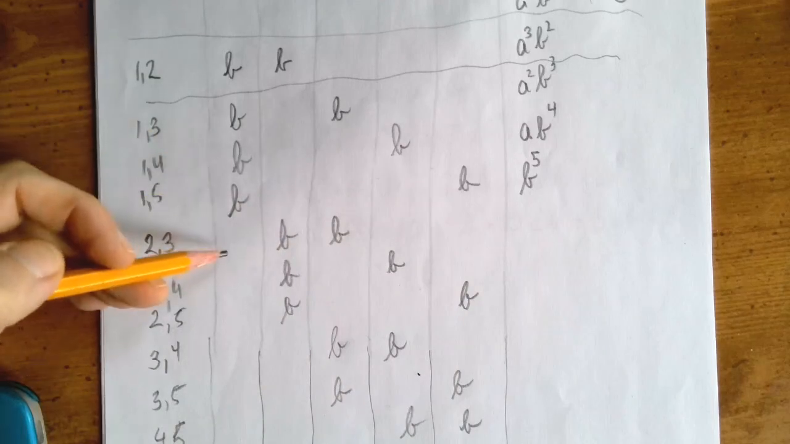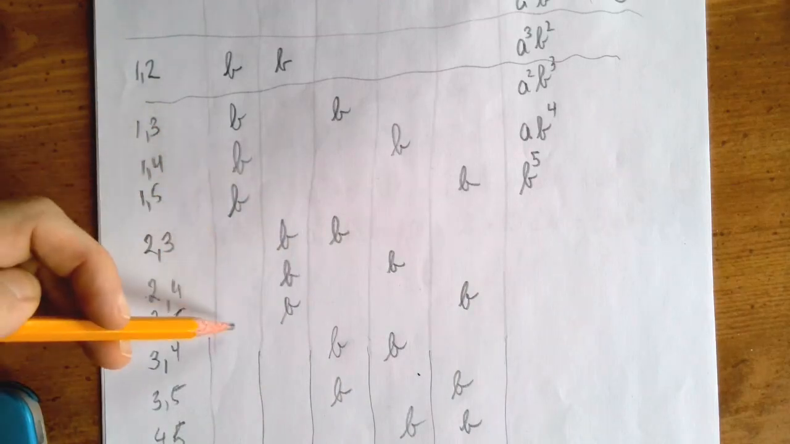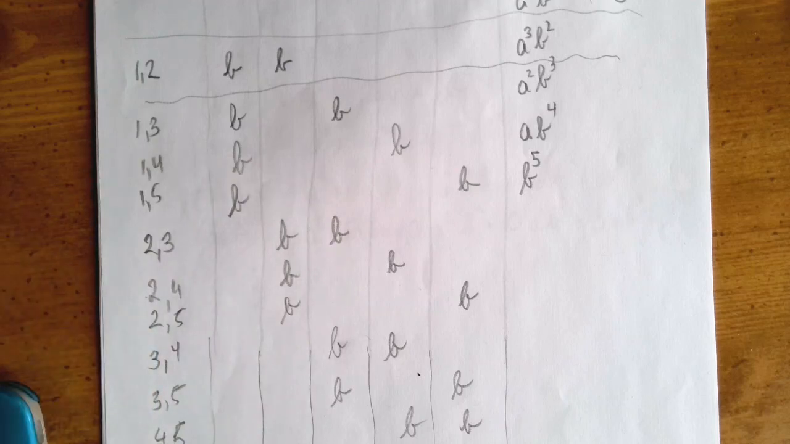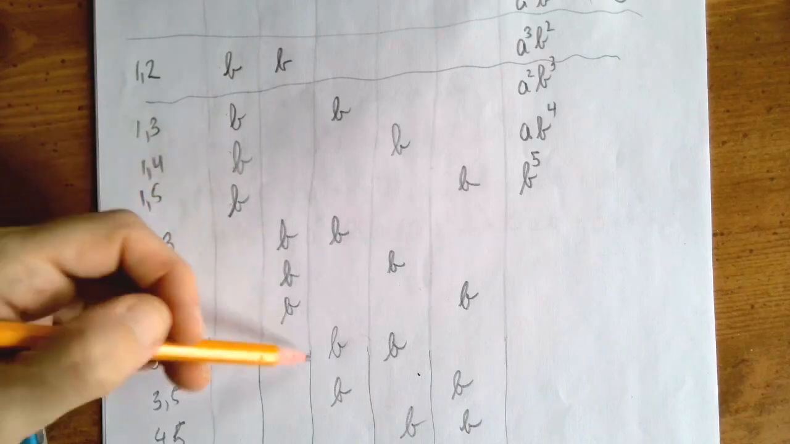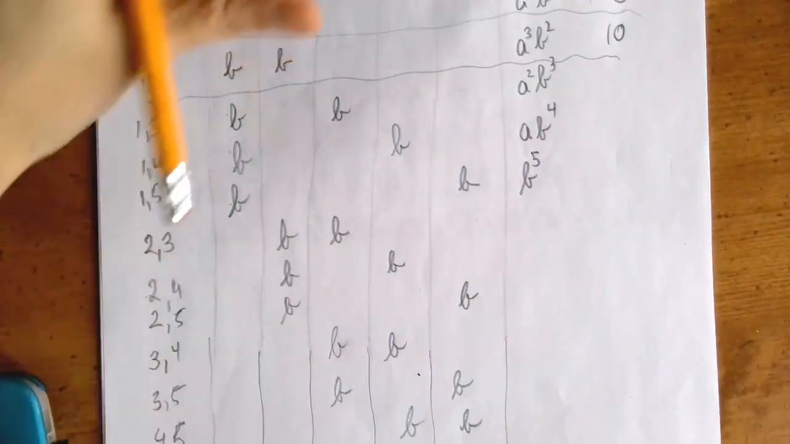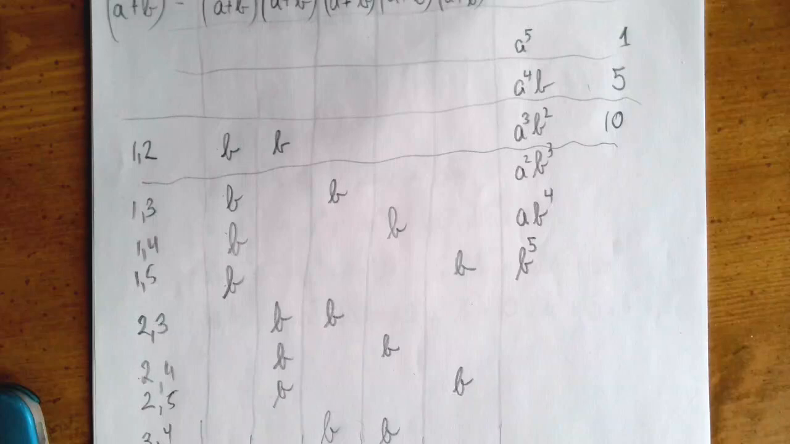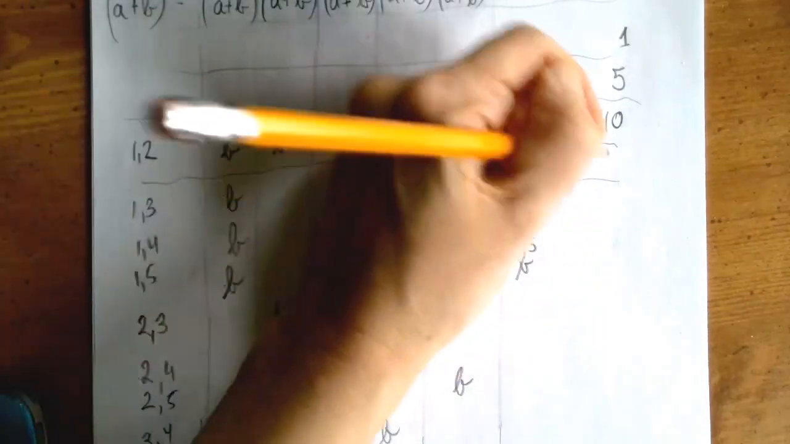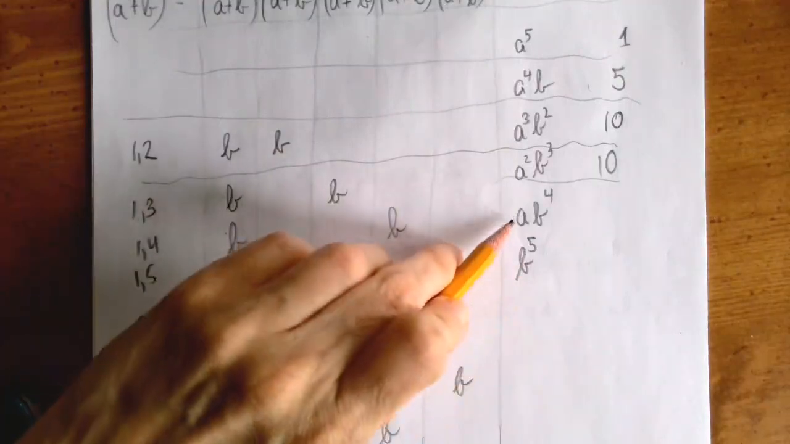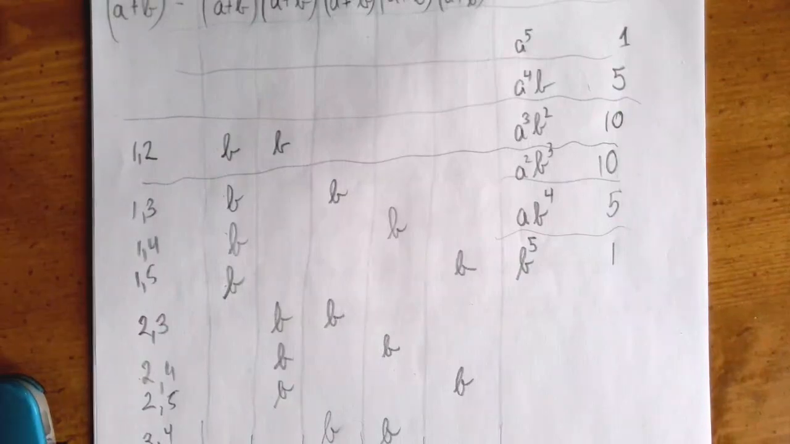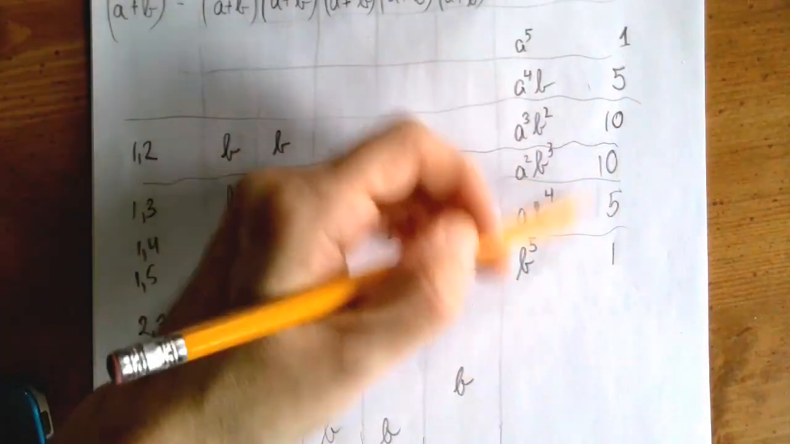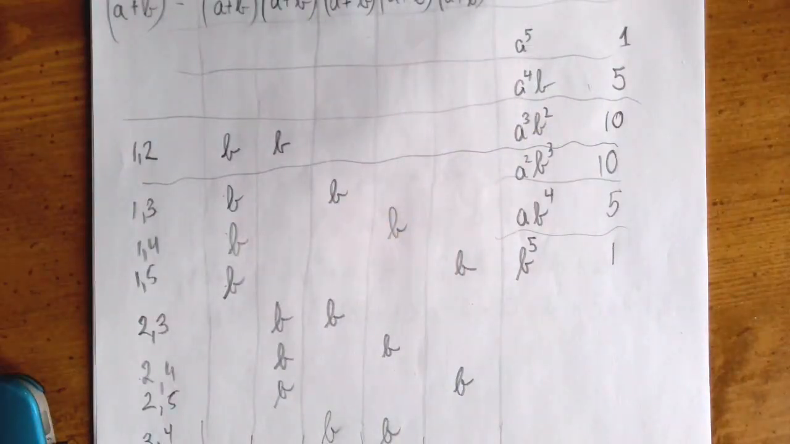So how many? These are 1, 2, 3, 4, 5, 6, 7, 8, 9, 10 many. So we're going to have 10 a cubed b squared, and by symmetry that means we're also going to have 10 a squared b cubed. By symmetry we can expect 5 for a b to the fourth and just 1 for b to the fifth, and that should add up to 32. Did we get them all? 20, 30, 32.